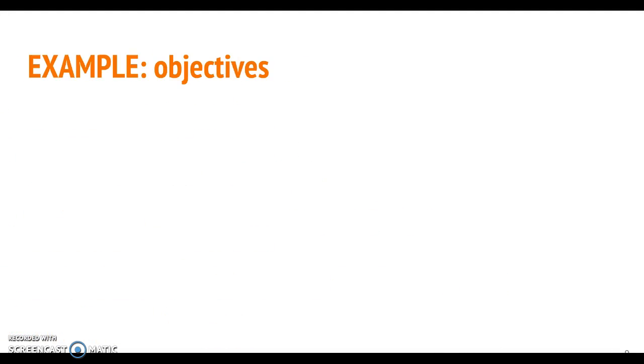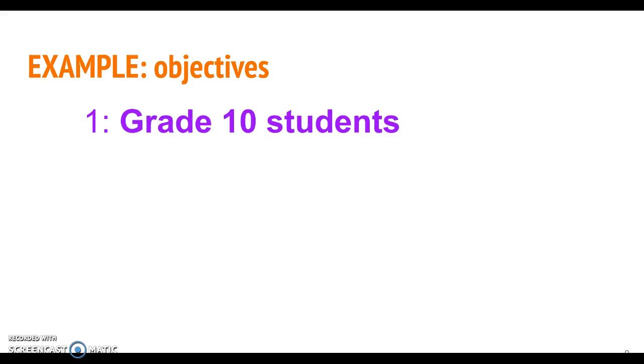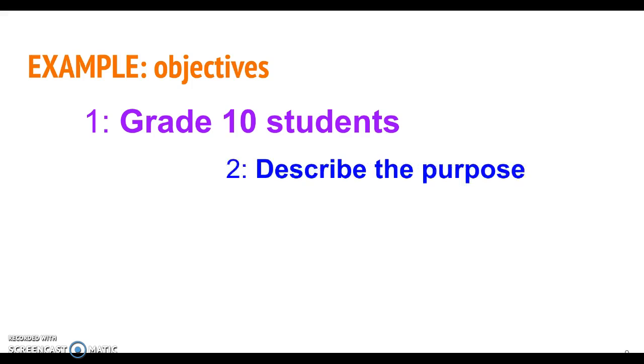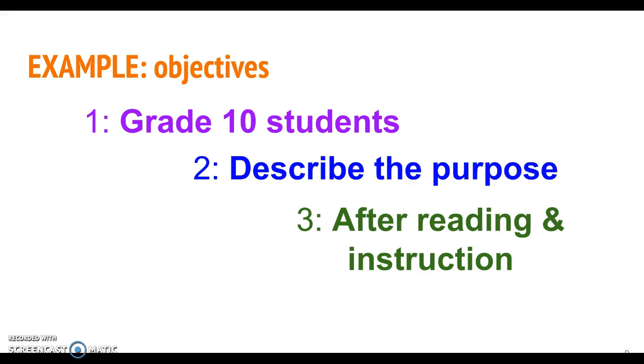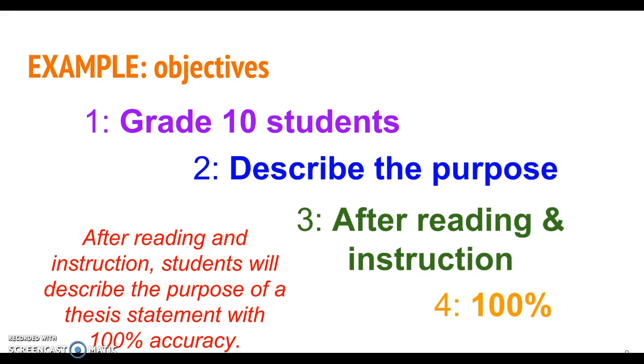Thus, I say to myself, do students know what a thesis statement is and what it does? So that would be my first objective. For our example, the audience is my students, grade 10. The behavior is to describe a thesis statement. The condition is after reading and instruction of a thesis statement, and the degree would be with 100% accuracy. Thus, my objective is: after reading and instruction, students will describe the purpose of a thesis statement with 100% accuracy.